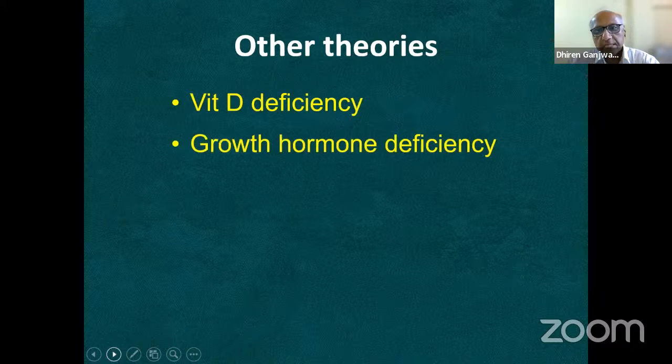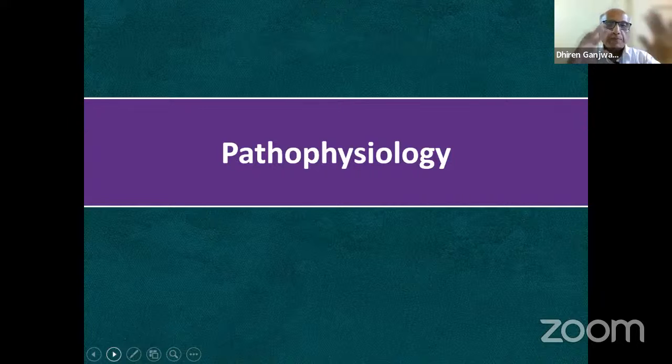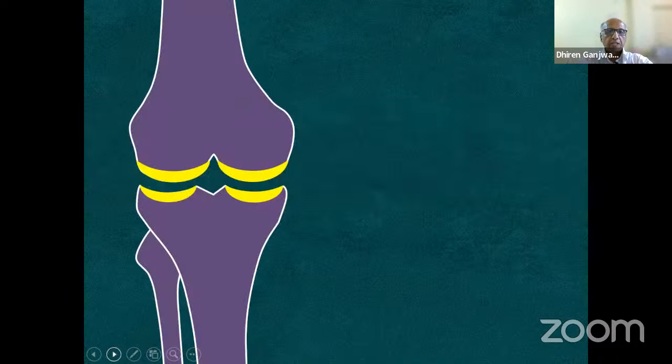Again, growth hormone deficiency, which interferes with the ossification of the femoral condyle. Whatever may be the reason, ultimately these factors lead to a common pathophysiology. So we are going to understand this with a few animations so that it becomes very clear in your mind why this condition happens. To explain this, this is a model which I will use.